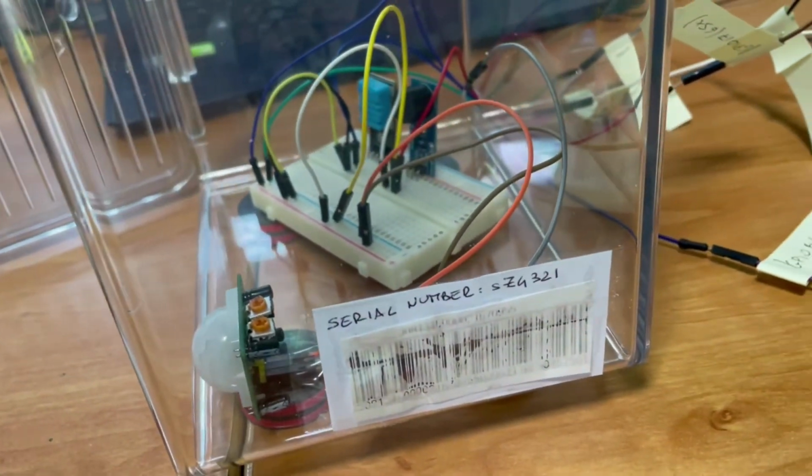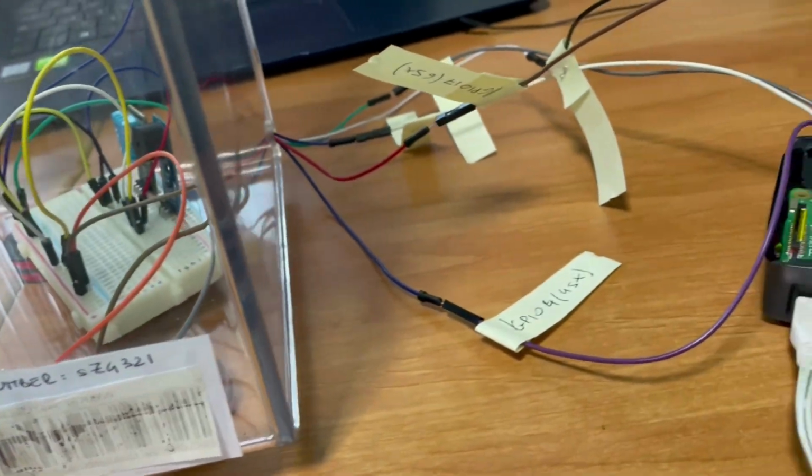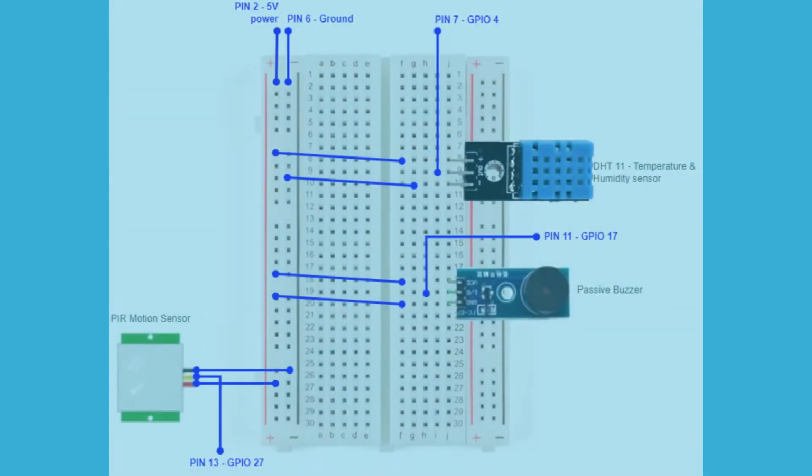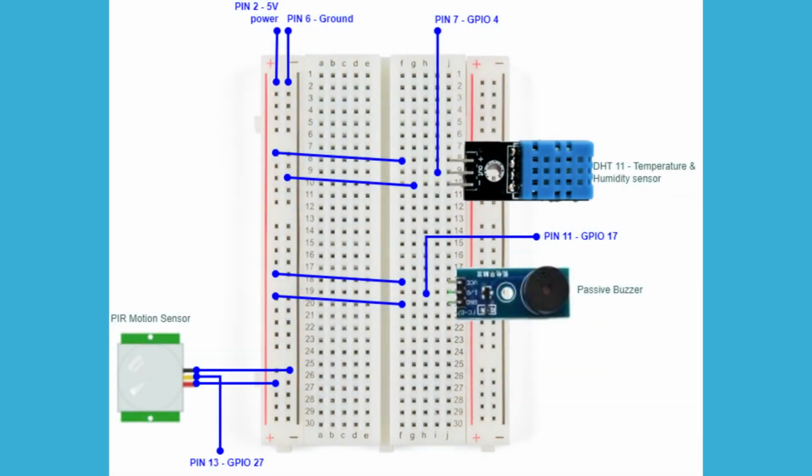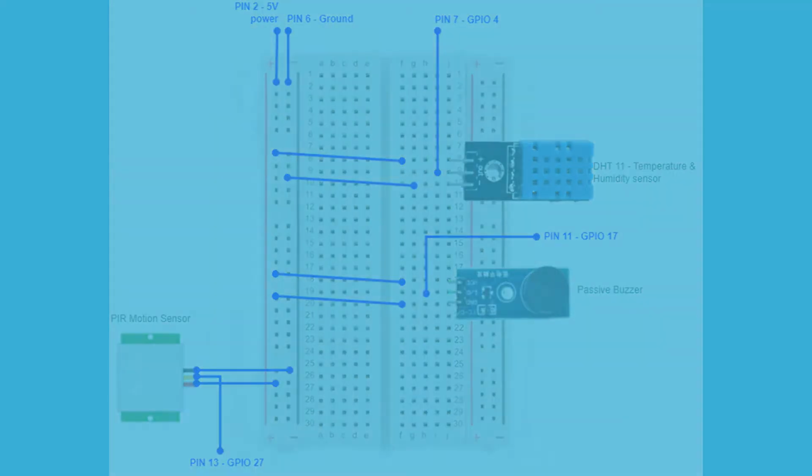The hardware components used in this project are a DHT11 sensor, a PIR sensor and a buzzer mounted on top of a breadboard and connected to the Raspberry Pi pins. In particular, the temperature and humidity sensor is connected to the GPIO4 pin. The PIR sensor is connected to the GPIO27 pin. And lastly, the buzzer is connected to the GPIO17 pin. The light sensor will be simulated via code.